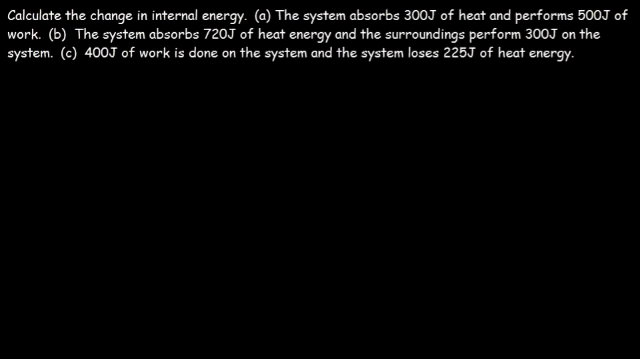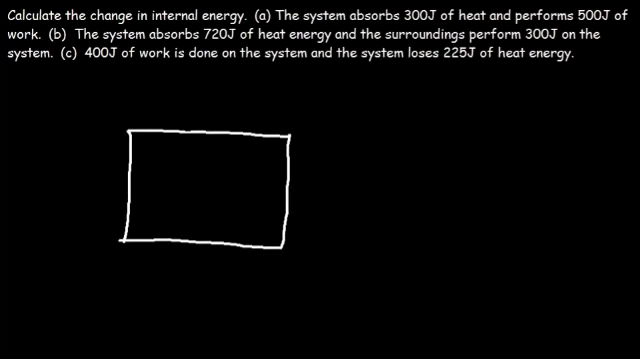Now, let's work on this particular practice problem. For each of these questions, make sure you pause the video and work on these problems yourself. That's the best way you're going to learn thermodynamics. Calculate the change in internal energy. The system absorbs 300 joules of heat and performs 500 joules of work. So let's say this box represents the system.